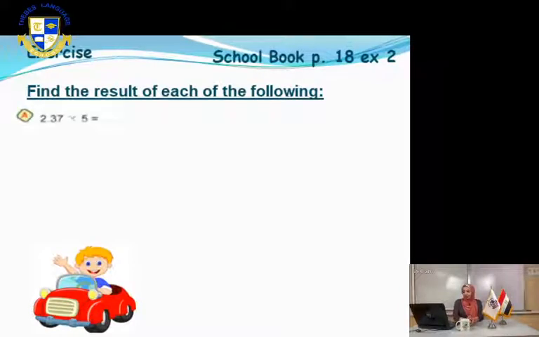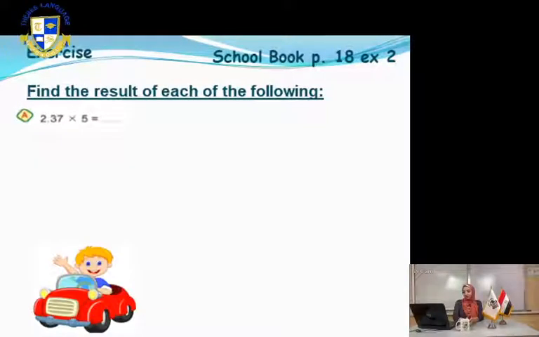Here we have an exercise. Find the result of each of the following. Letter A, 2.37 multiply 5. How can we do it? First, write the problem vertical, then ignore the decimal point. It will be 237 multiply 5. Start multiplying from the unit digit. 5 by 7, 35. 5 and carry up 3. 5 multiply 3 will be 15. 15 plus 3 equals 18. Excellent. 8 and carry up 1. 5 by 2, 10. 10 plus 1 will be 11.